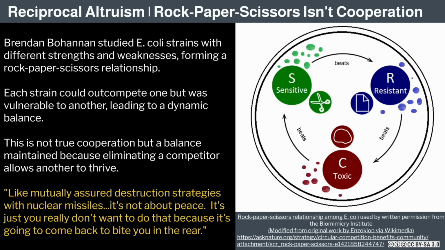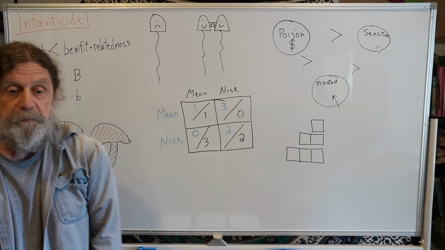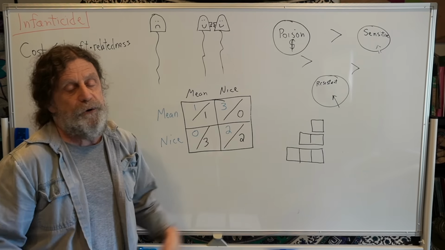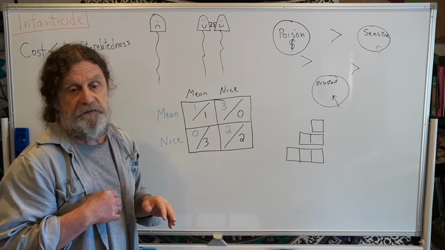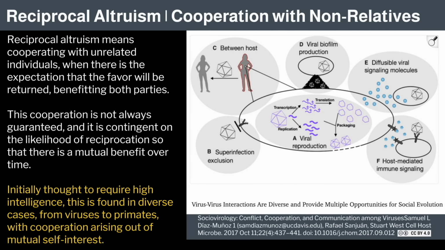It's just you really don't want to do that because it's going to come back to bite you in the rear. You want to have constraint. So you have these systems that people initially mistook for utopia. And no, it's just a balanced scenario. Actual cooperation is something much rarer.